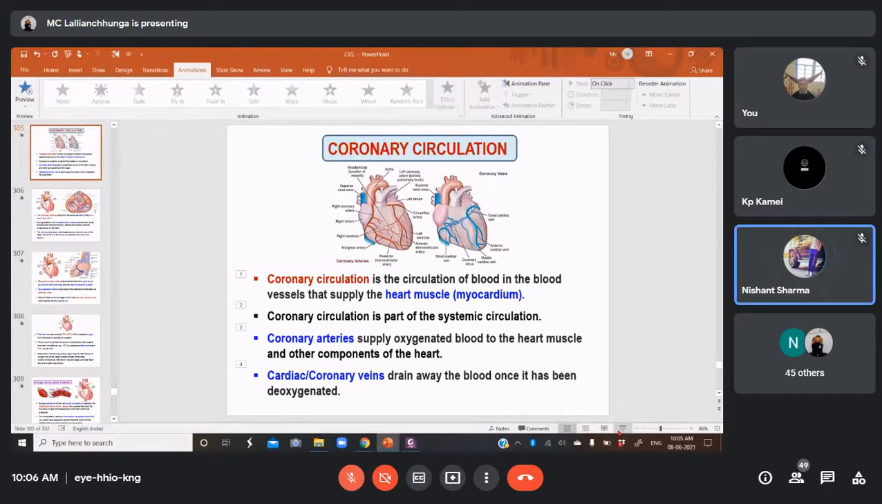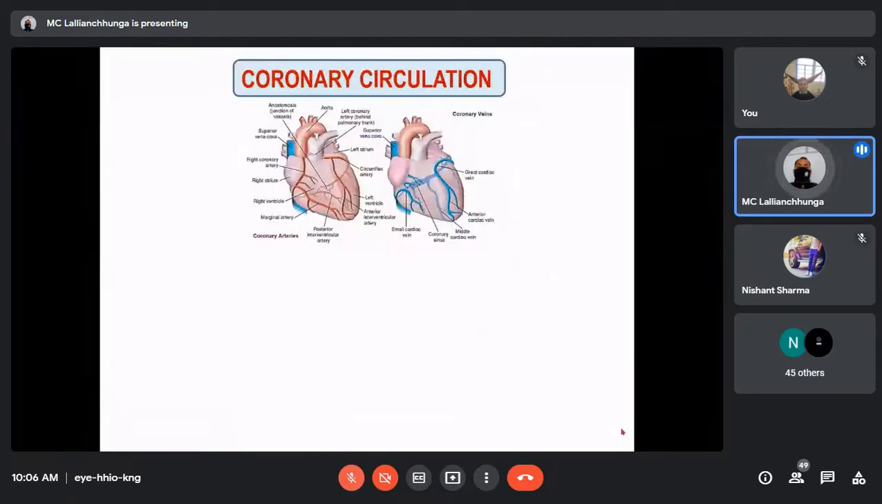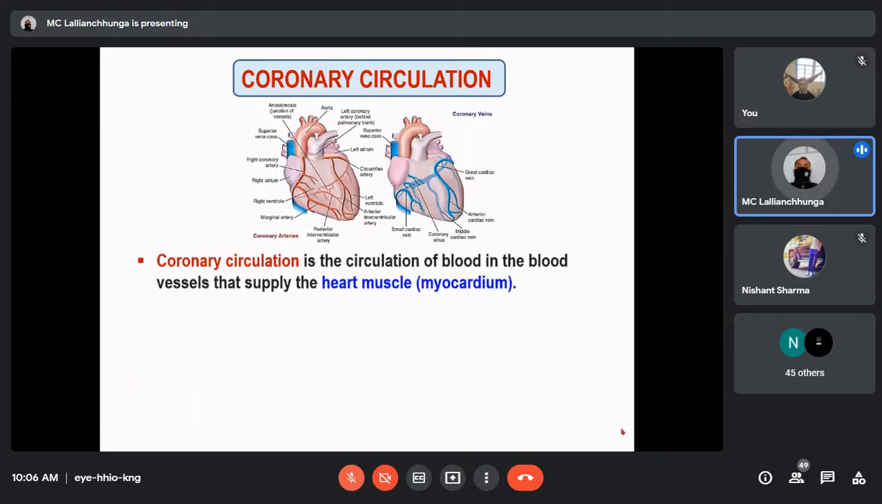Okay. So today we'll discuss two topics. The first topic is coronary circulation. So what is coronary circulation? It is the circulation of blood in the blood vessels that supply the heart muscles, or not only the heart muscles, even other structures of the heart.